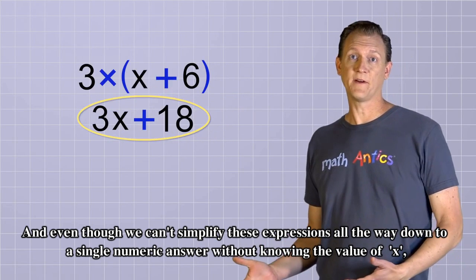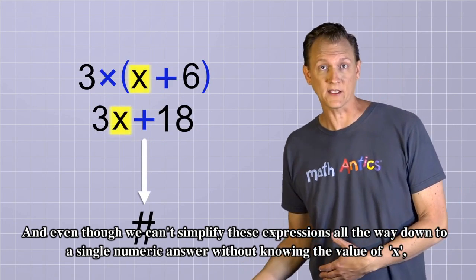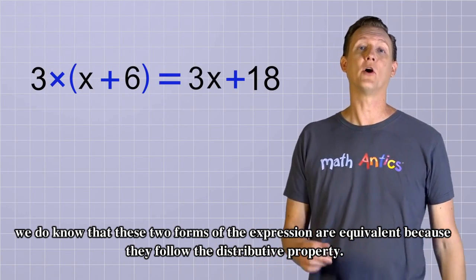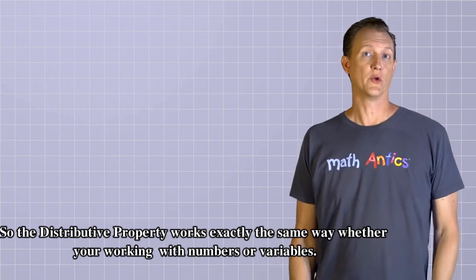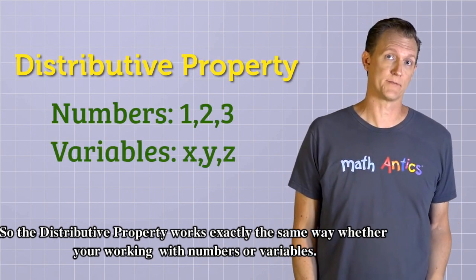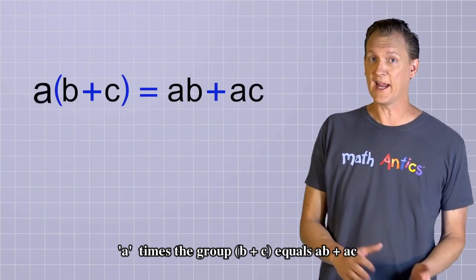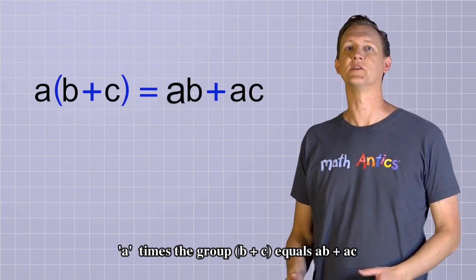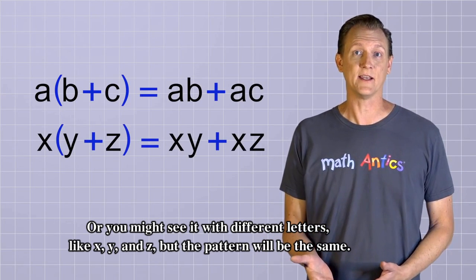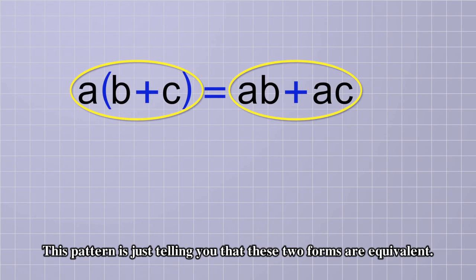And even though we can't simplify these expressions all the way down to a single numeric answer without knowing the value of x, we do know that these two forms of the expression are equivalent because they follow the distributive property. So the distributive property works exactly the same way whether you're working with numbers or variables. In fact, in algebra, you'll often see the distributive property shown like this: a times the group b plus c equals ab plus ac. Or you might see it with different letters like x, y, and z, but the pattern will be the same.